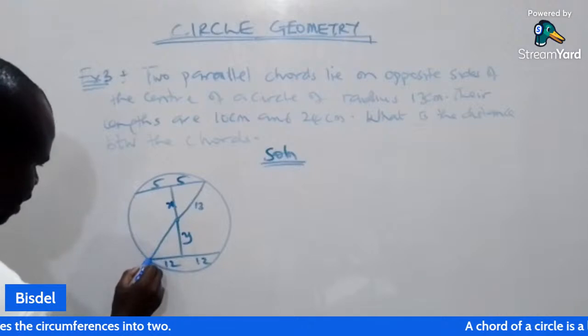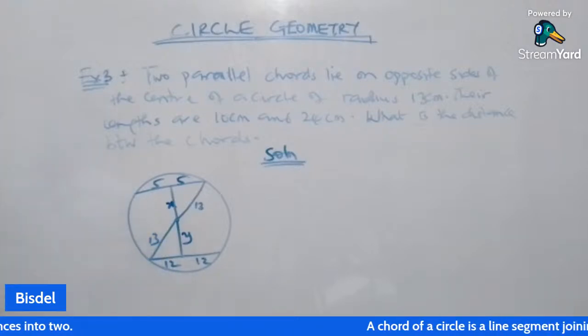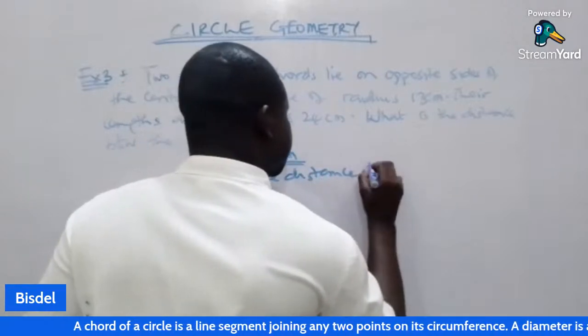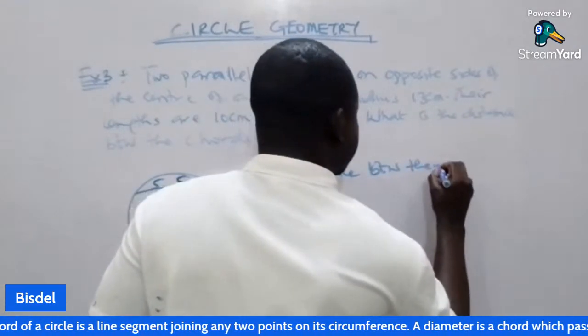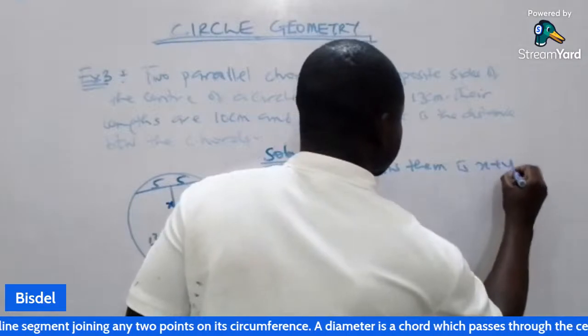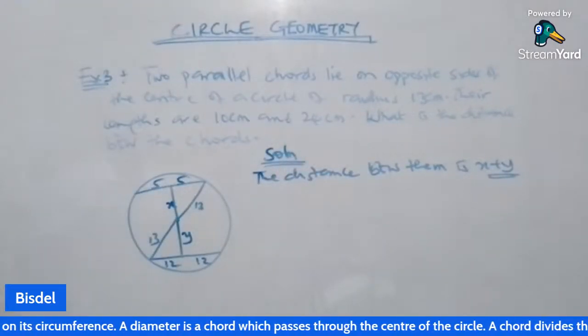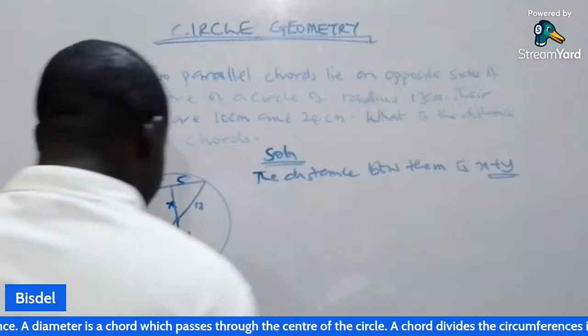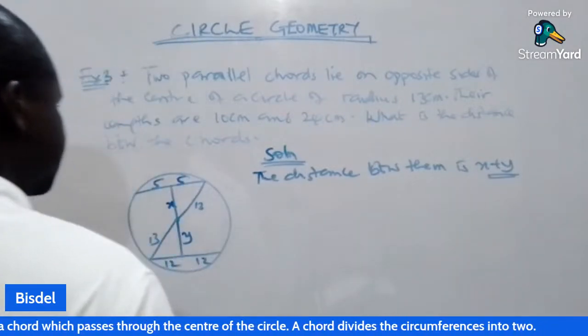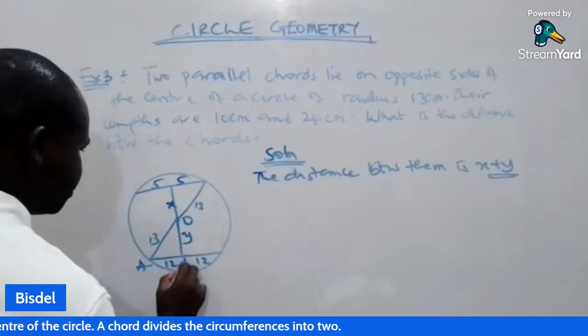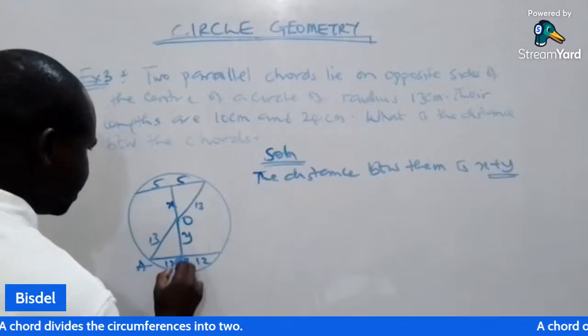Of course, the radius is 13. So how do we get the distance between them? The distance between them is x plus y. So if we are able to get the values of x and y, we will be able to do that. So let's see what we do here. Let's say this is the center. Let me call these points A, B, then C, D.